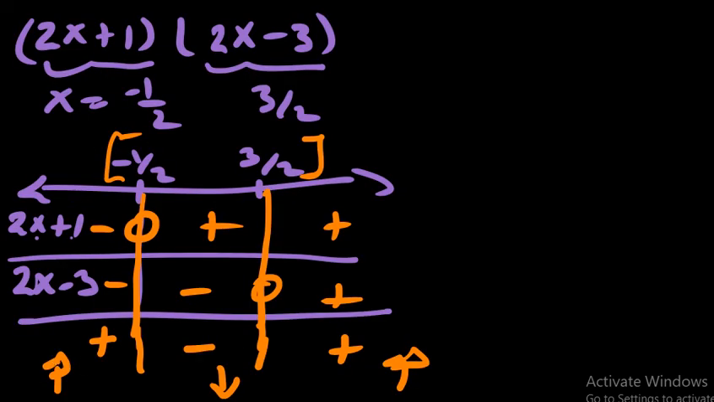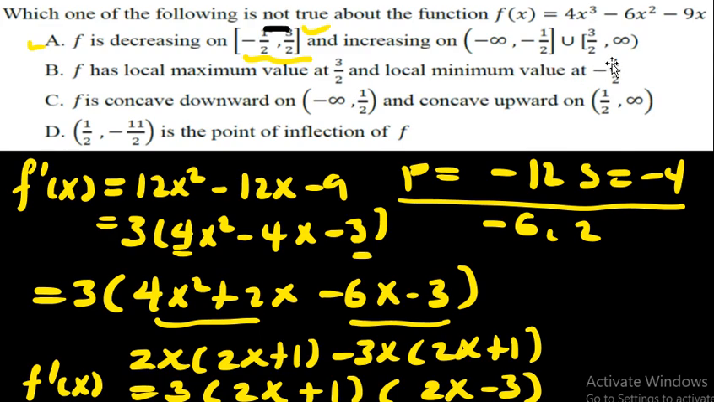We said it already, because this interval means from negative infinity until negative 1 over 2, again from 3 over 2 until infinity, because this is a number line, don't forget, this is a number line, it continues both sides. So choice A, it is correct.